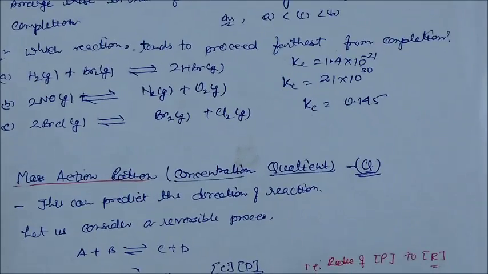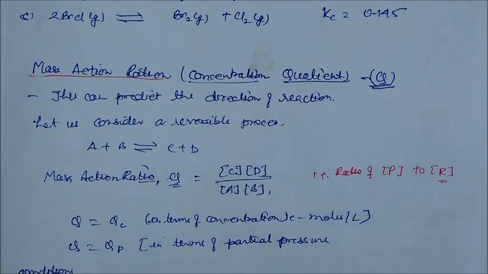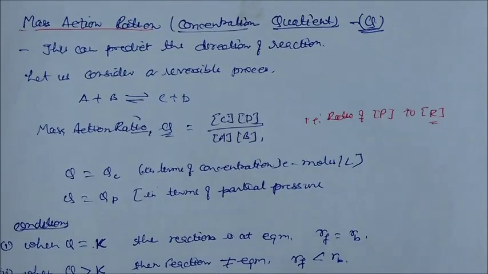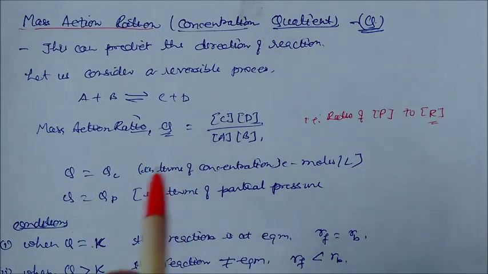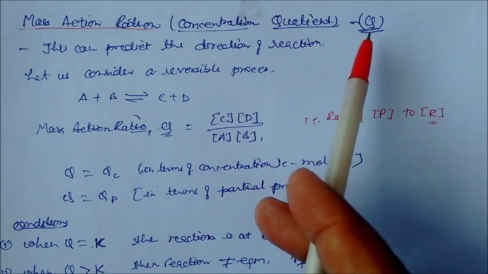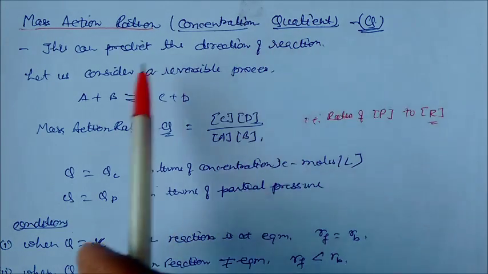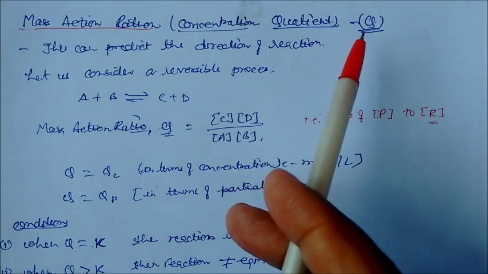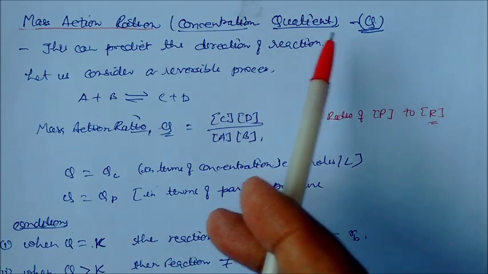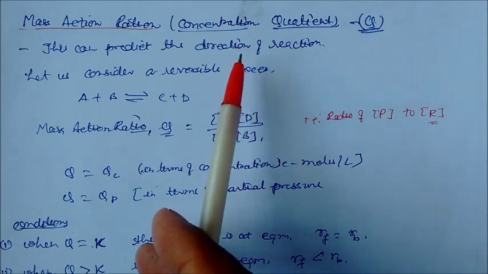Now we see one more topic that is called mass action ratio or concentration quotient. Already we discussed some of these things, so we'll discuss a little more. What is the meaning of concentration quotient or reaction quotient? This is also called the reaction quotient. Actually, this predicts the direction of the reaction, whether the reaction is going in the forward direction or the backward direction.